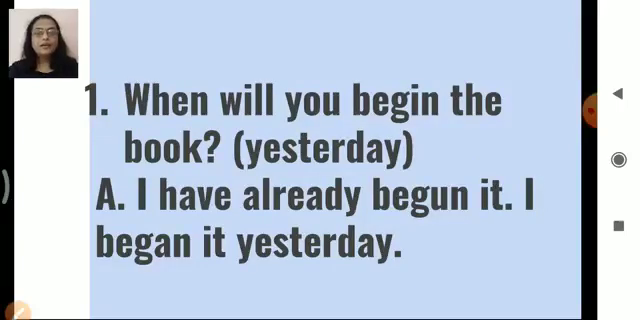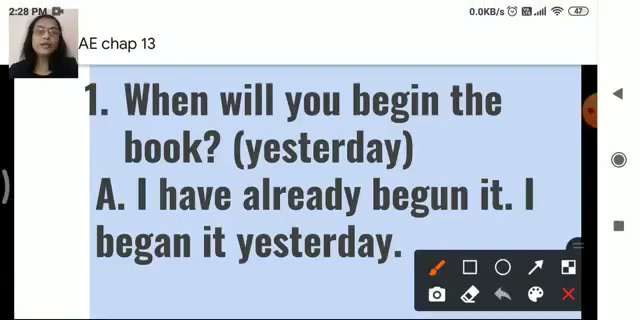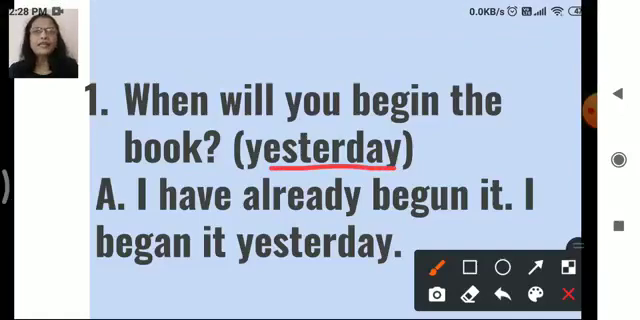Here, the question is, when will you begin the book? And in the bracket it is written yesterday. Now this word yesterday, what does it tell us? That the action is completed. And when was it completed? Just now? No. Yesterday means long back. So the words which are given in the bracket tell us that the activity was done long back. So we are going to use the past participle here. Now how? Let's see in the answer.